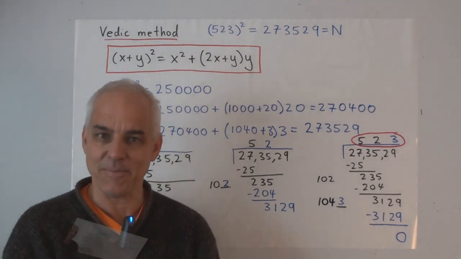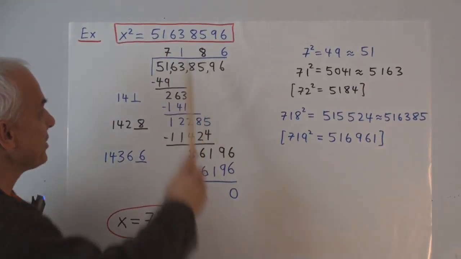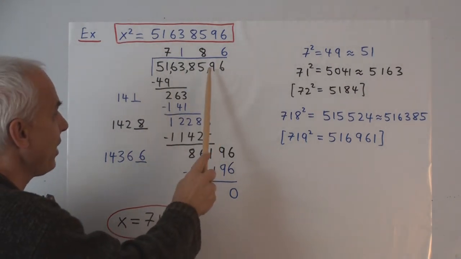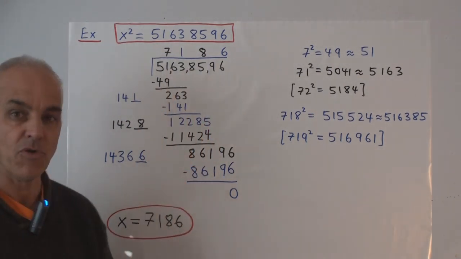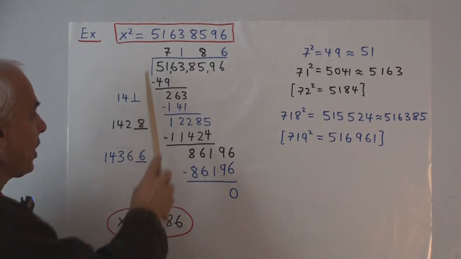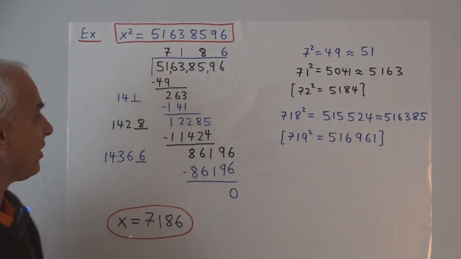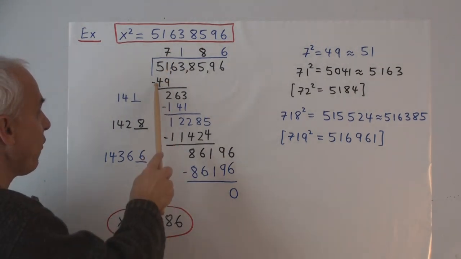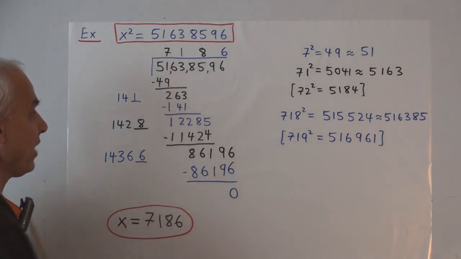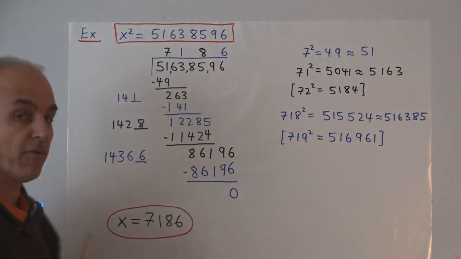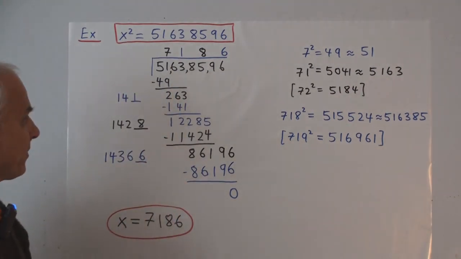Let's have a look at another example. Alright, so here's the number that we're trying to find the square root of. We write that number down and we group its digits into groups of 2. Looking at the leftmost group, its square root, or closest to it, will be 7. 7 squared is 49. We subtract and we get 2. Then we pull down the next pair of digits for a remainder of 263.